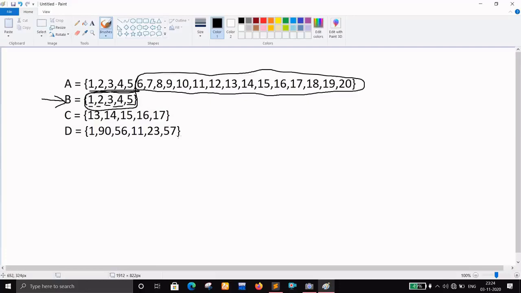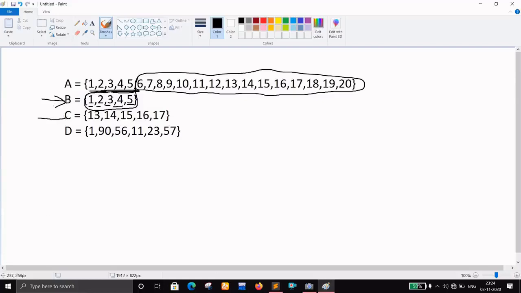So that means, let's say there are two sets, A and B. If B is a subset of A, that means A is a superset of B. And this is always the case, no matter what. If the first set is the subset of the second set, then the second set will be the superset of the first set, right? So that is the thing here also.